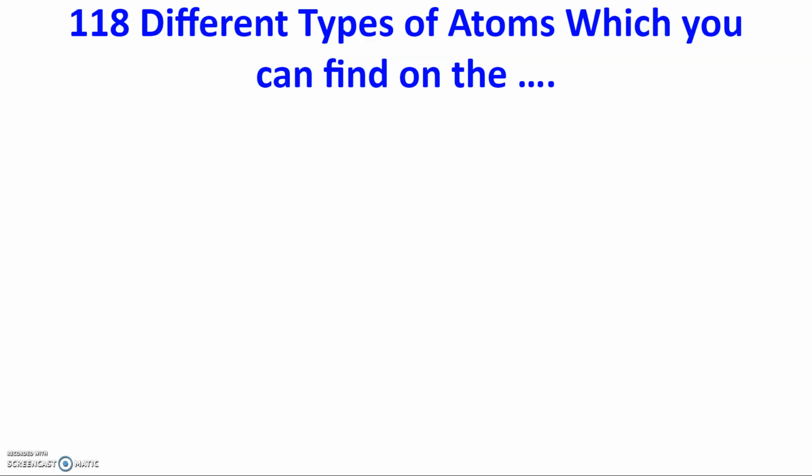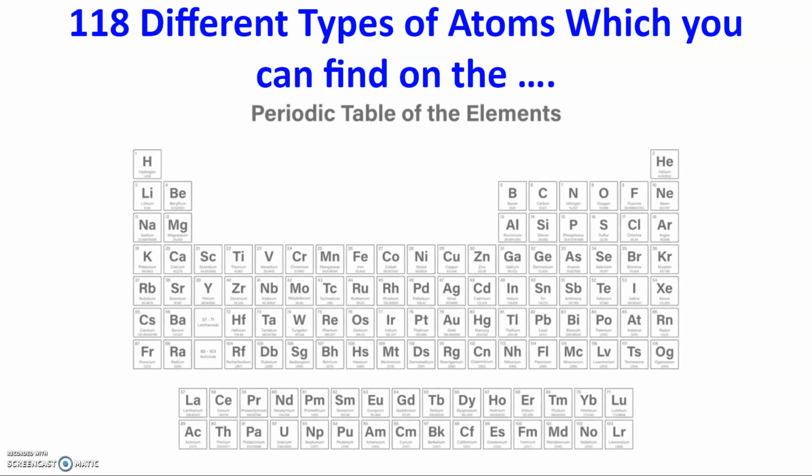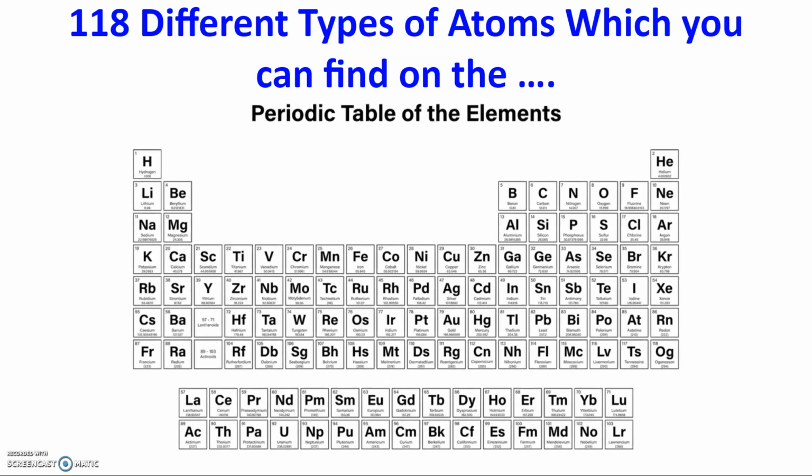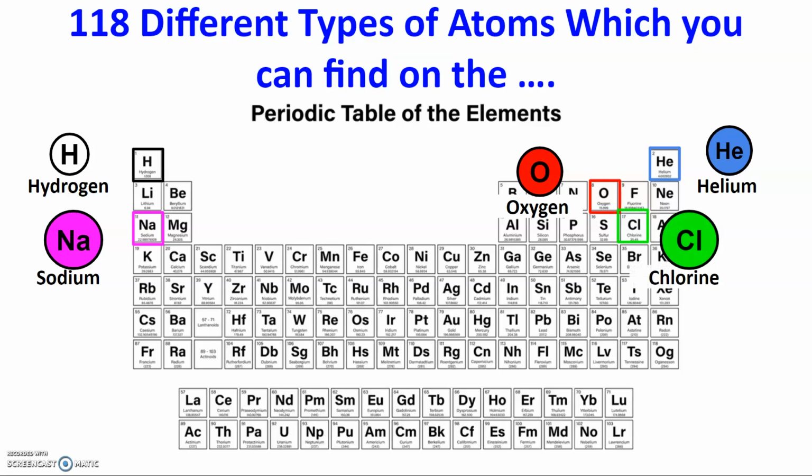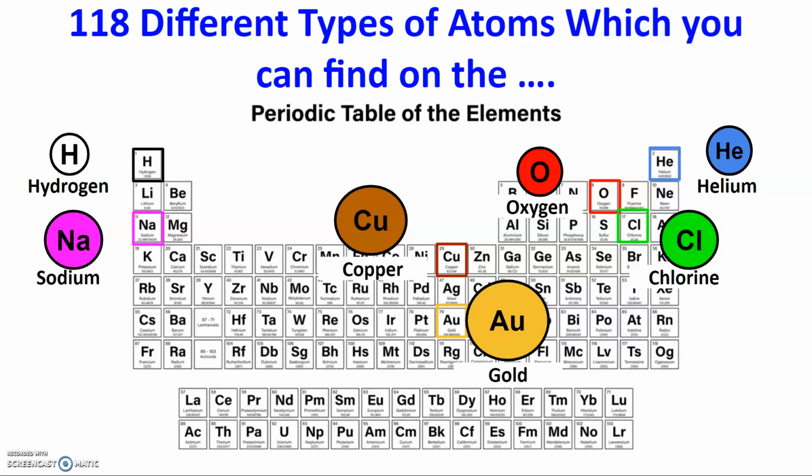Now, there are 118 different types of atoms, which you can find on the periodic table of elements. And here are a few of them. The first element on the periodic table is hydrogen. The second one is helium. Oxygen is the 8th. Sodium is the 11th. Chlorine is the 17th. Copper is the 29th, and gold is the 79th. So these are all different types of atoms. There are many more that we didn't look at here.